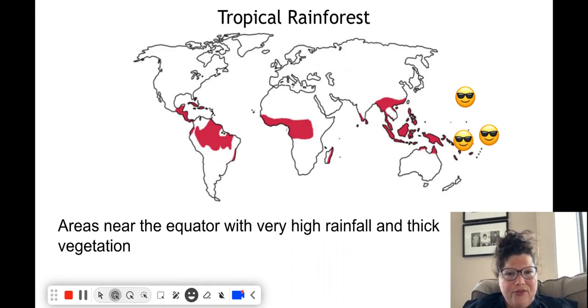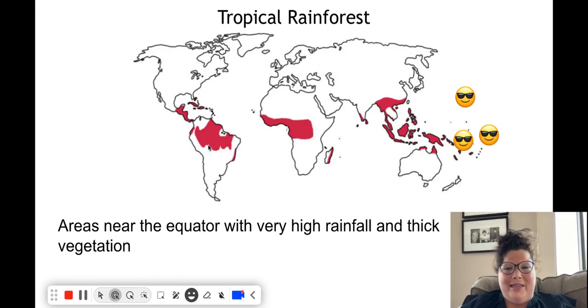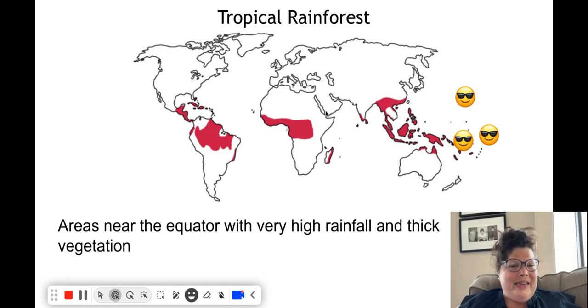All right, tropical rainforest. This is what you imagine as a stunning rainforest in the Amazon. We see it in Africa. We see it all over Southeast Asia. Most important, we are right on the equator. So we're getting very high rainfall, and there's going to be lots of vegetation here.